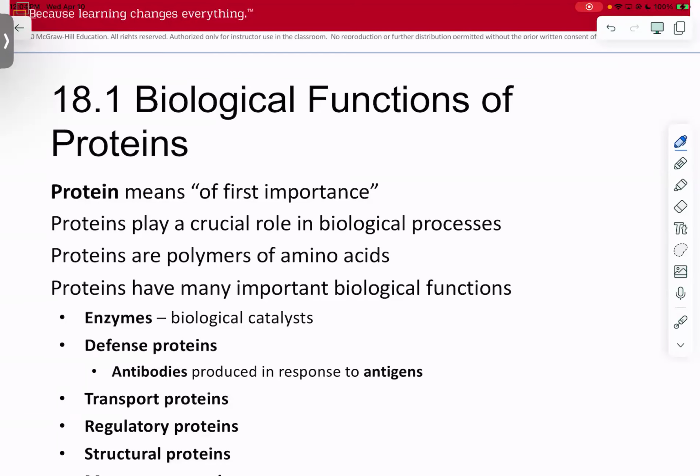But what we understand now is that the diversity of proteins is super important because we need a big diversity of function. DNA, there's only one function: store genetic material, right? But proteins have lots and lots of different ones. So we know proteins are polymers of amino acids. Amino acid is the monomer, and then protein is the polymer. So there are tons and tons and tons of different biological functions.